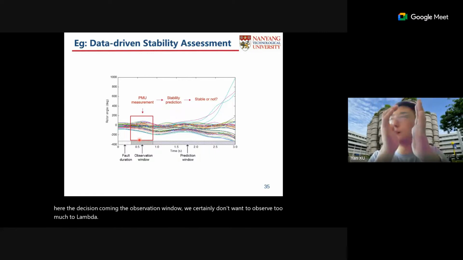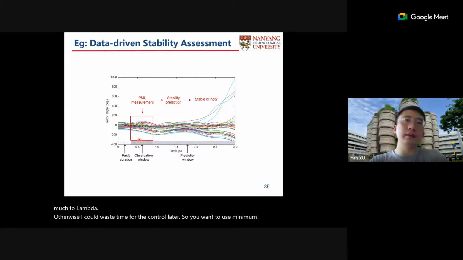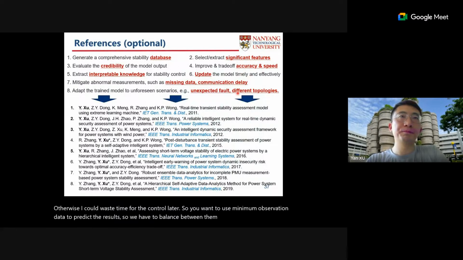Otherwise, it will waste time for the control later. So we want to use minimum observation data to predict the results. So we have to balance between the speed and accuracy. And we want to extract the knowledge for stability control, as I also mentioned. And we also want to update the model timely and effectively.